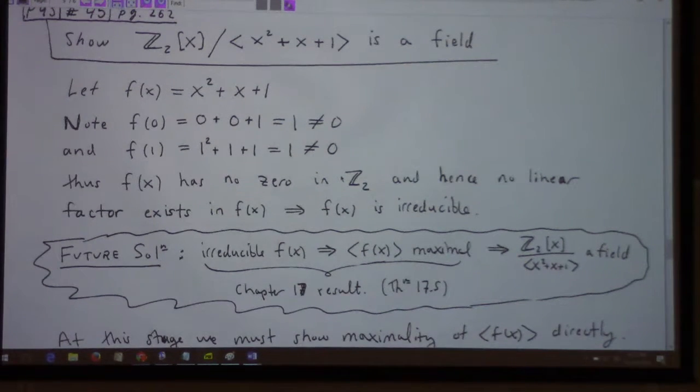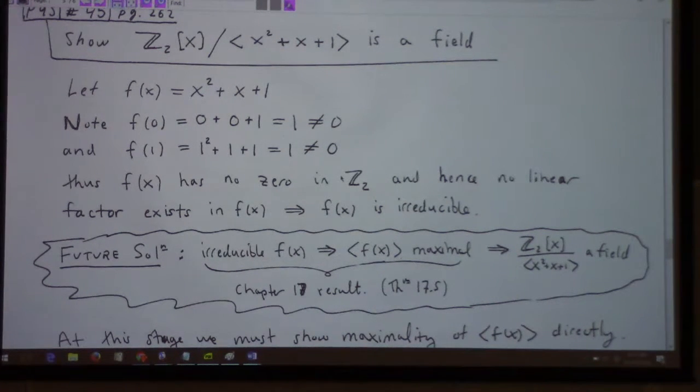Next problem, we were asked to show that the quotient of the polynomials with Z2 coefficients mod the principal ideal generated by x squared plus x plus 1 is a field. So basically, my approach was to say, well, f of 0 is 1, f of 1 is 1. That means it has no zero, so it's irreducible, right? Thus f of x has no zero in Z2, and hence no linear factor, which means f of x is irreducible. In terms of our current technology, that suffices to show that it's a field, because we know that irreducible polynomials generate maximal ideals, and consequently a ring mod a maximal ideal is a field.